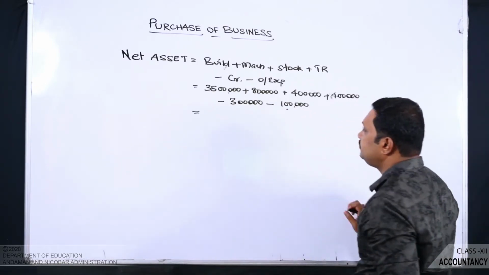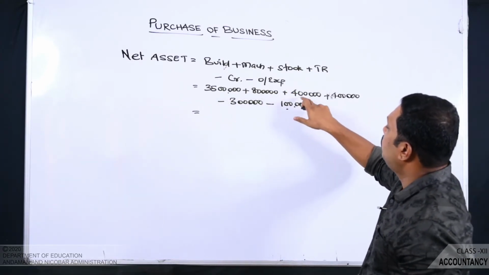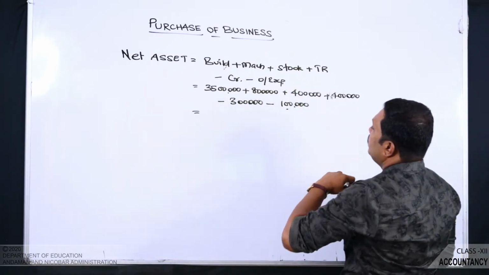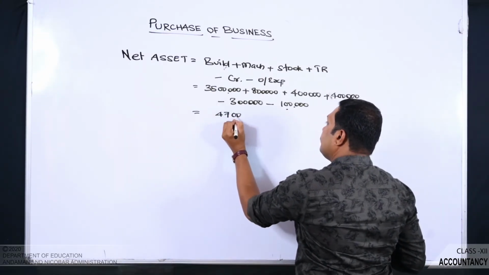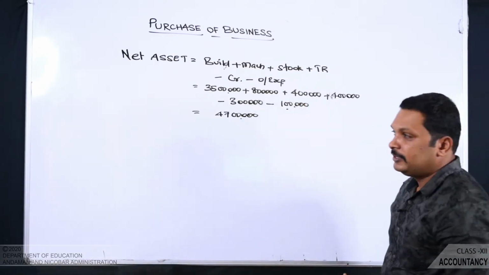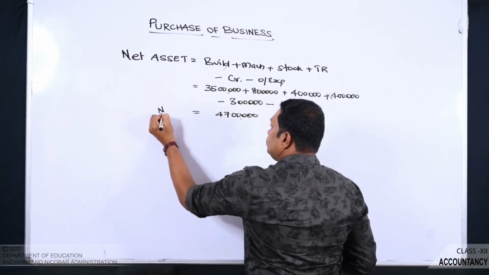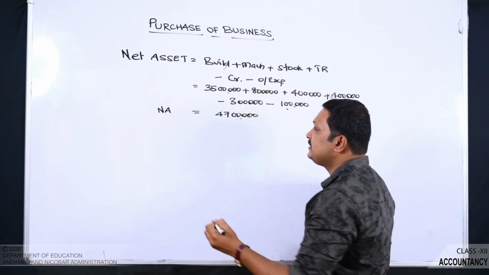Now calculate. 35 lakh, 43 lakh, 47 lakh, 51, then minus 4. 47 lakh only. 51 minus 4, right? So this is net asset. Net asset we got. Now calculate PC.